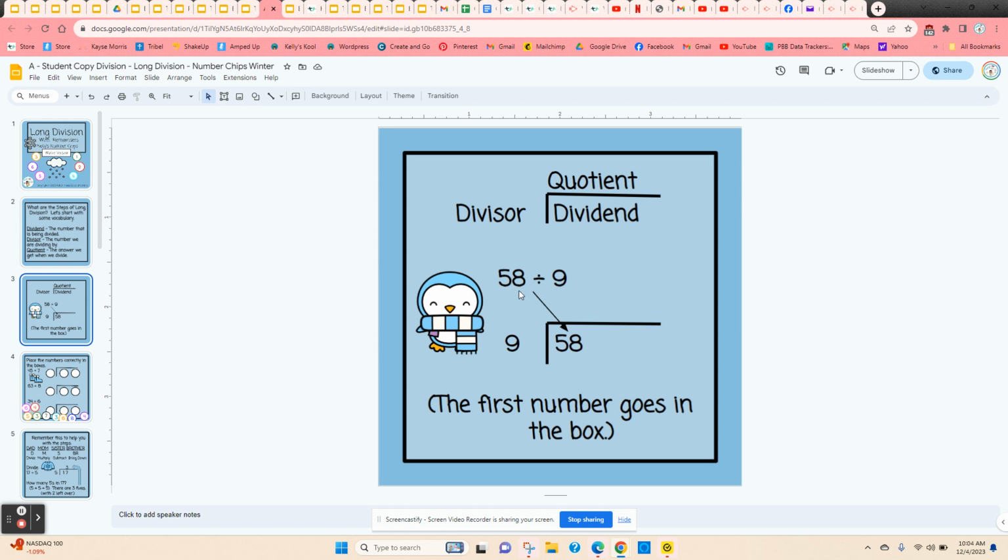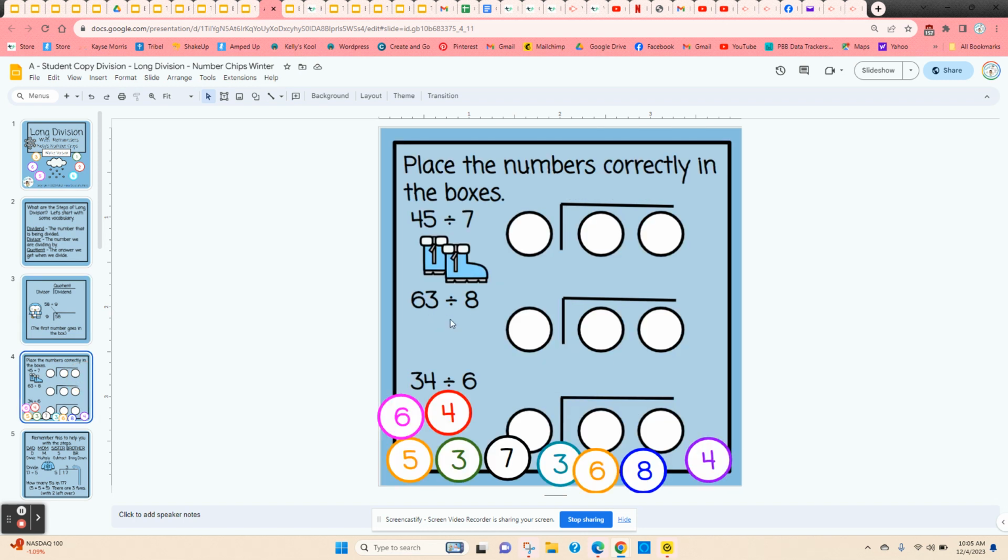problem. So 58 divided by 9, that first number or the dividend goes in the box. And so it just starts with a really easy beginning here, showing students where to place the numbers in their division problem. So it's really important that they know where the numbers go. So they've got every number they need on every slide, and they're going to just place them correctly to show the division. So they just click and hold on the edge of a number, and then they move it to place it in the division problem.